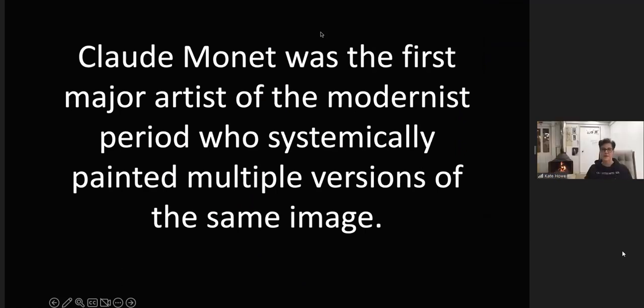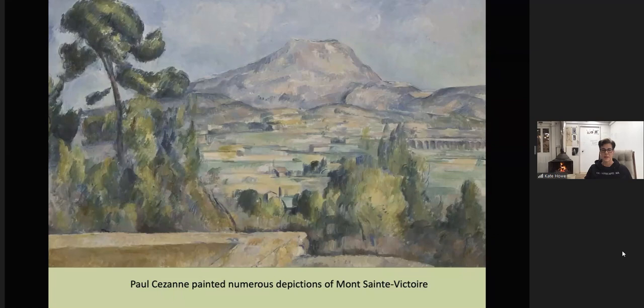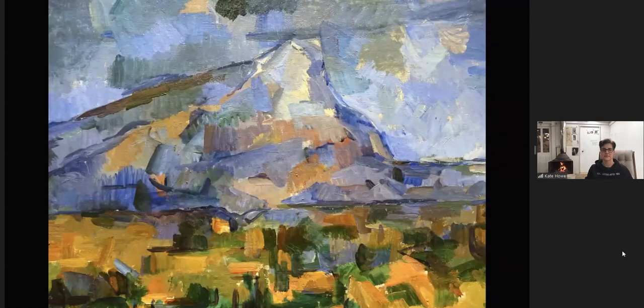Claude Monet was the first major artist of the modernist period who systematically painted multiple versions of the same image. Paul Cézanne painted numerous depictions of Mont Sainte-Victoire. The late rendition.